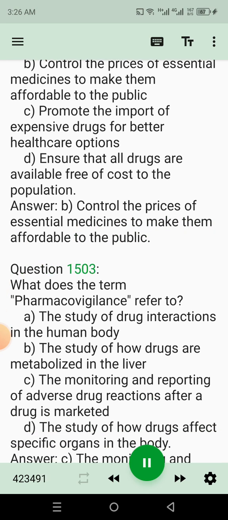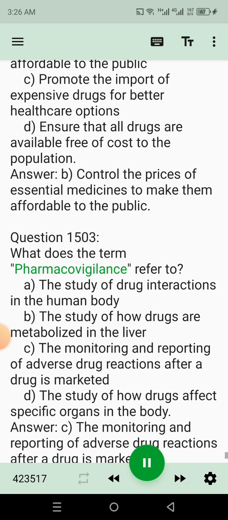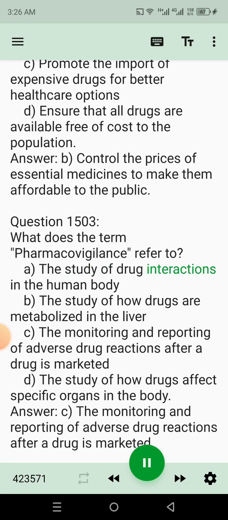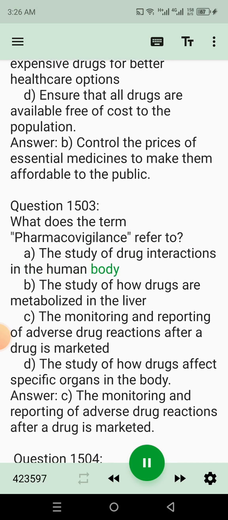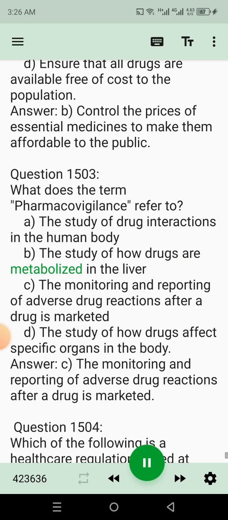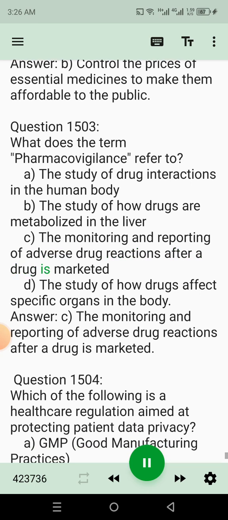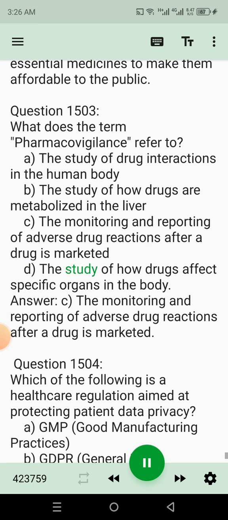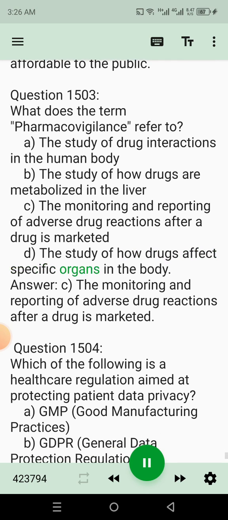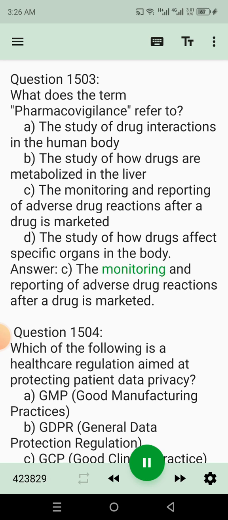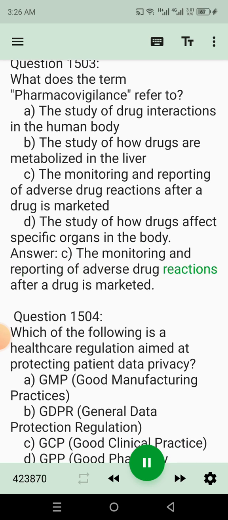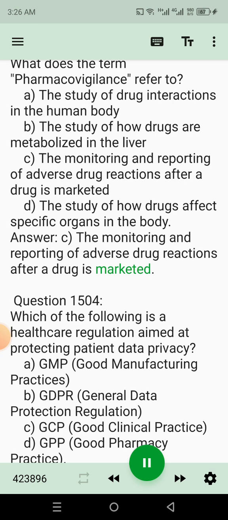Question 1503. What does the term pharmacovigilance refer to? A. The study of drug interactions in the human body. B. The study of how drugs are metabolized in the liver. C. The monitoring and reporting of adverse drug reactions after a drug is marketed. D. The study of how drugs affect specific organs in the body. Answer: C. The monitoring and reporting of adverse drug reactions after a drug is marketed.